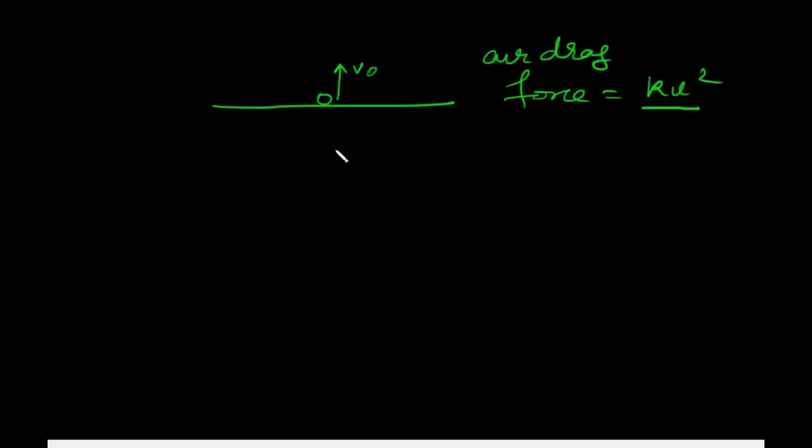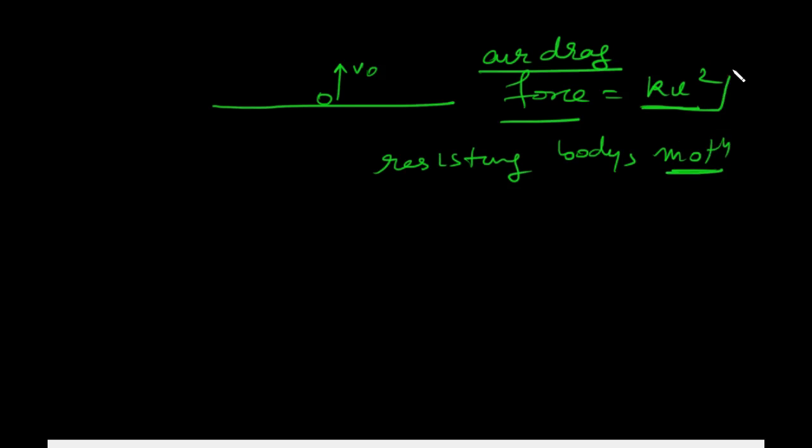Okay. Now we take another question. A body is thrown upwards with the velocity v0. And air drag is present now. The air is resisting the body's motion, and the air drag force is equal to kv square. Now I want to find out the total distance the body covers in going up and coming down.